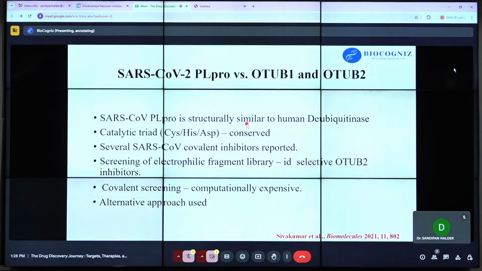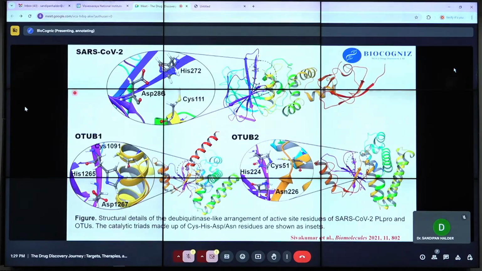Previously, for the previous strain, covalent inhibitors were available, but designing a covalent inhibitor has its own challenges. So what we did is compare the viral protein SARS-CoV-2 with OTB1 and OTB2, again through catalytic site analysis. What we found is that it has a very similar architecture in the host as well as the virus. Both are similar.